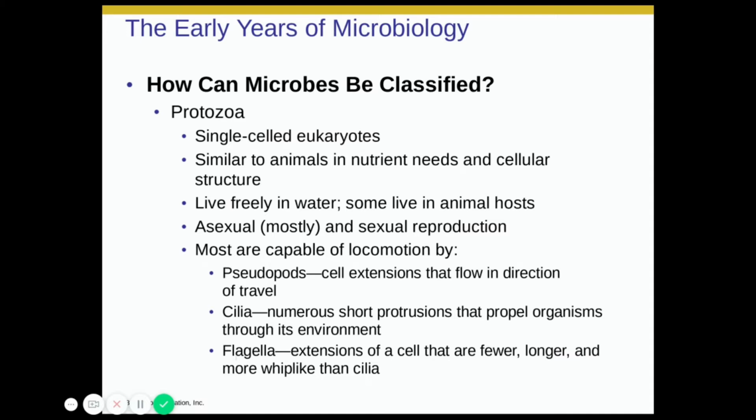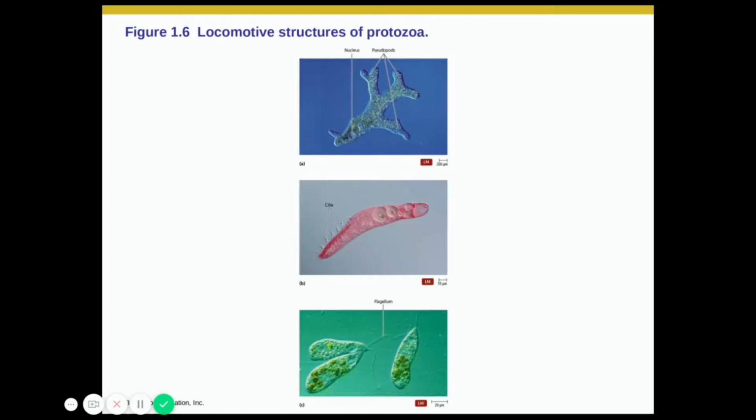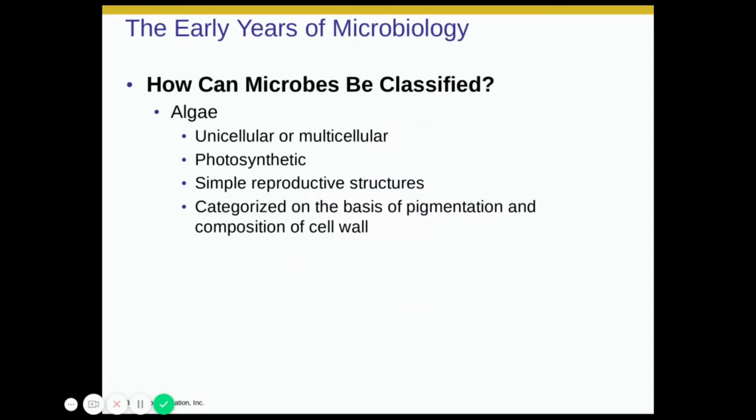The last is flagella. You may be familiar with flagella because things like sperm cells have flagella as well. Bacteria can have flagella as well. But these are like a whip-like tail that are longer than cilia, right, which allow them to propel themselves through their environment. So 3 different modes of locomotion: pseudopodia, cilia, and flagella, right? So remember, protozoa are known for their 3 different modes of locomotion: pseudopodia, cilia, and flagella. Then we move on to algae.